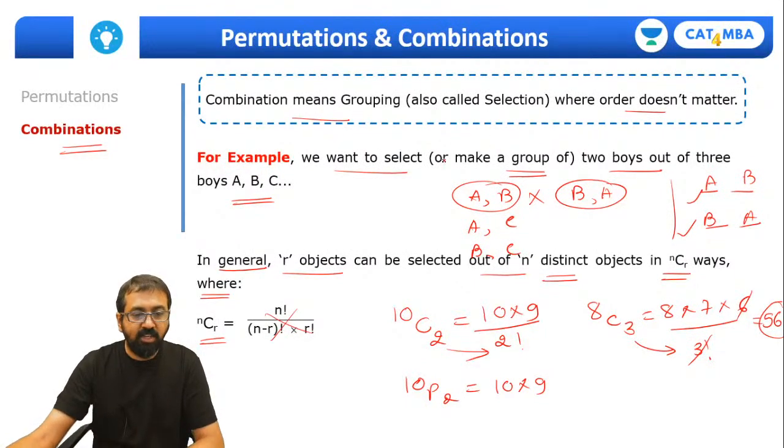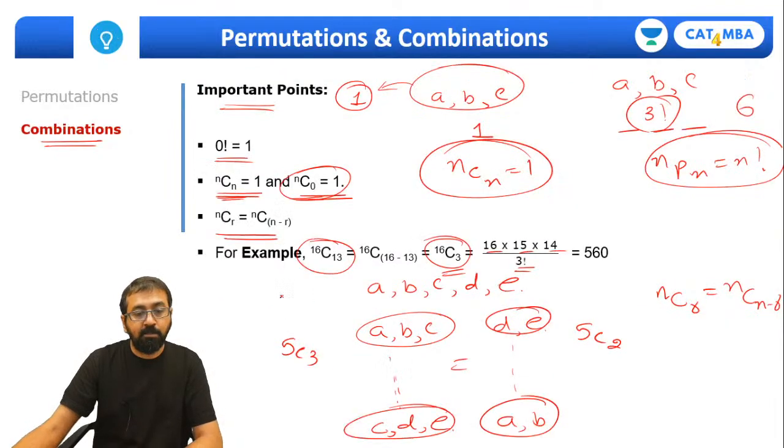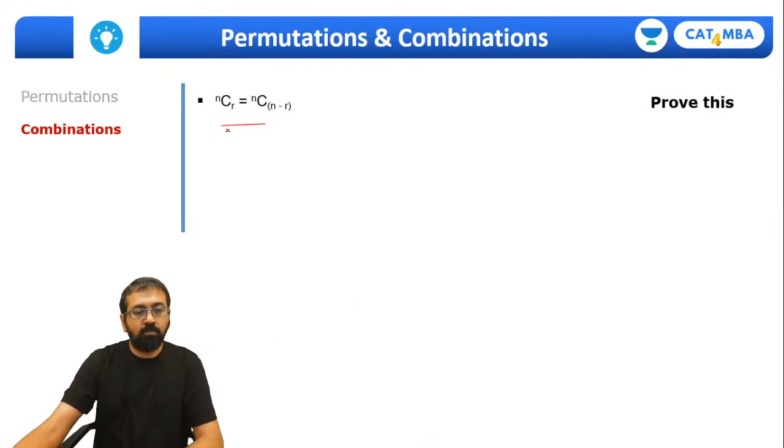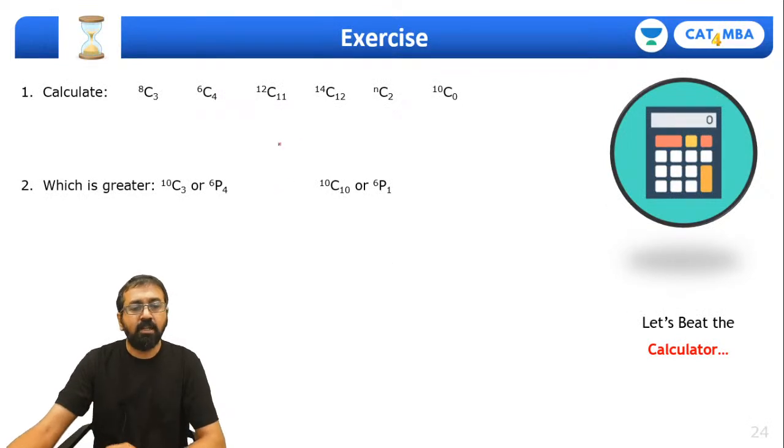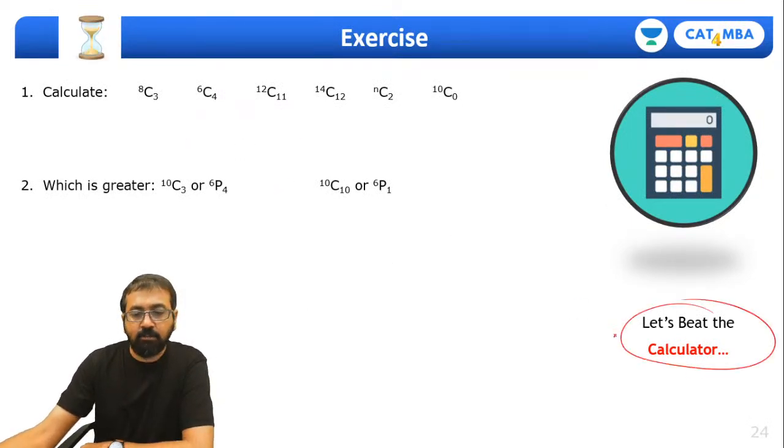Okay, so guys, once again we are talking about combination. I am sure all of you have understood, especially this important point, that nCr is equal to nC(n-r). Okay, fine. So I have already proved that point कि कैसे वो अलग हो जाता है. 3 लोगों के ग्रुप बनाओ या 2 लोगों के ग्रुप बनाओ, सेम ही हो जाएगा. Fine. So guys, now you need to beat the calculator.